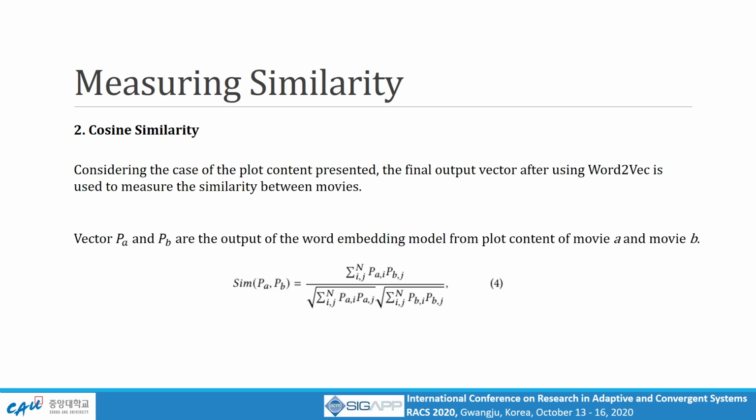And back to our work. Considering the case of the plot content presented, the final output vector after using word2vec is used to measure the similarity between movies. The vectors BA and BB are the outputs of the word embedding model from the plot content of movie A and movie B. So the formulation for measuring the similarity between the plot content of movie A and movie B is described as equation 4.